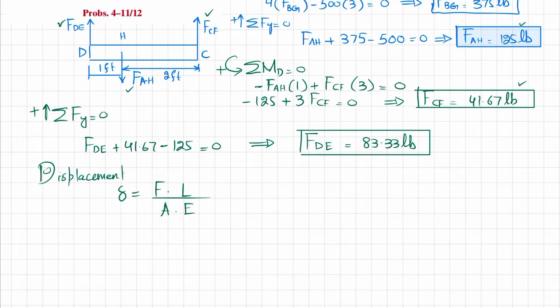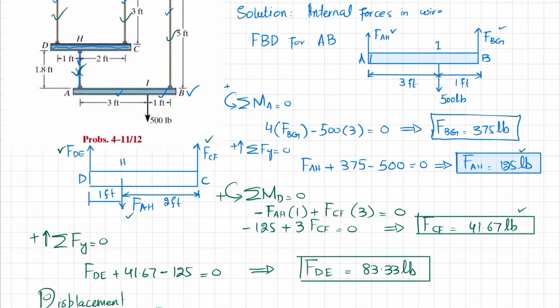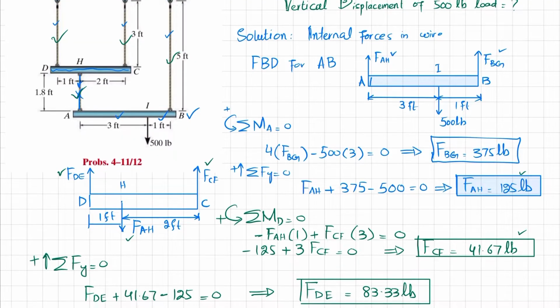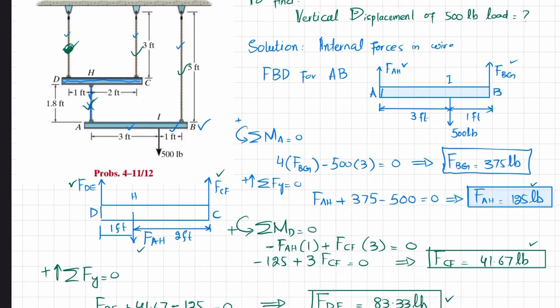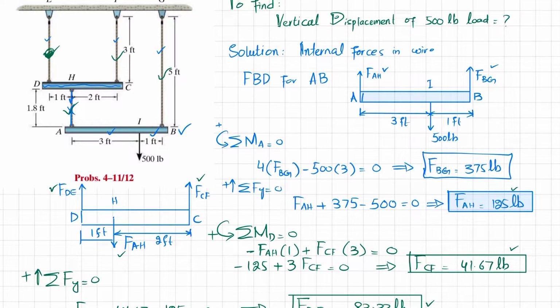So for displacement in wire D, if I write it, it will be FD, LD, over AD into E. FD is 83.33, so 83.33 into length. The length you can see is 3 feet.